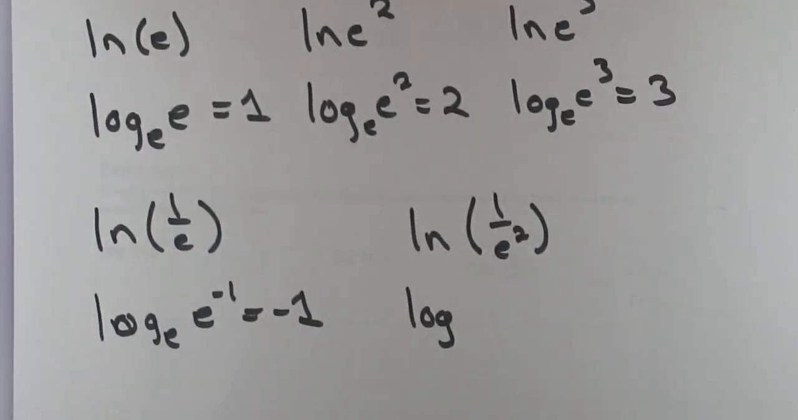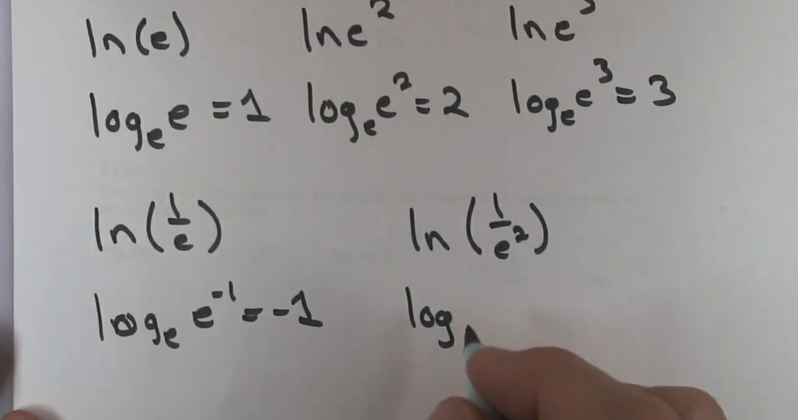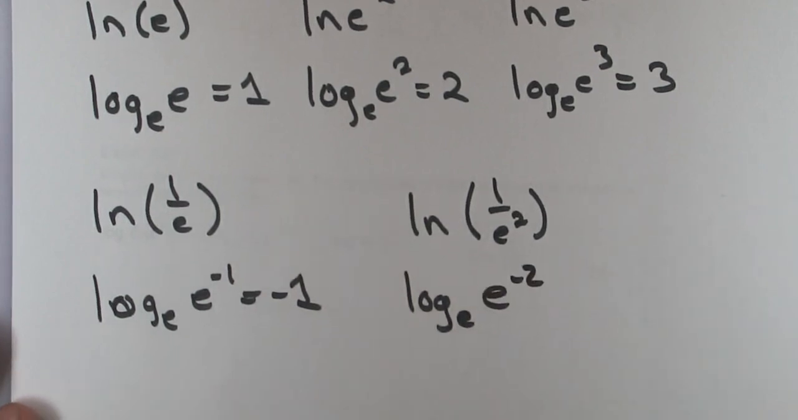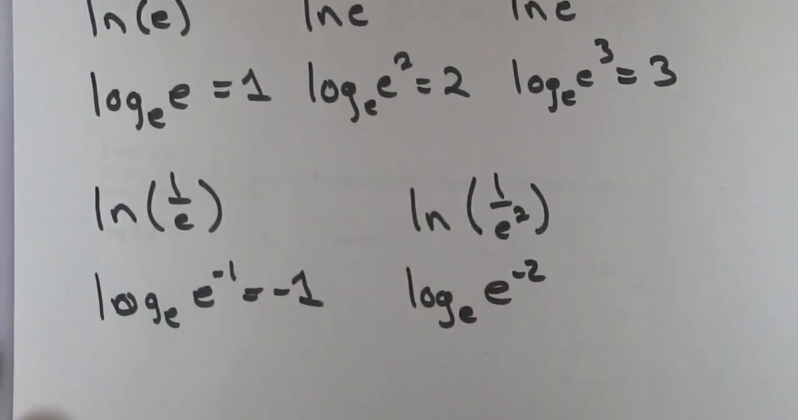How would I rewrite that one? Iris, any suggestions? E to the negative second power. Nice, e to the negative second power. And Charlie, what do you suppose I'm going to get when I do log base e of e to the negative second power?